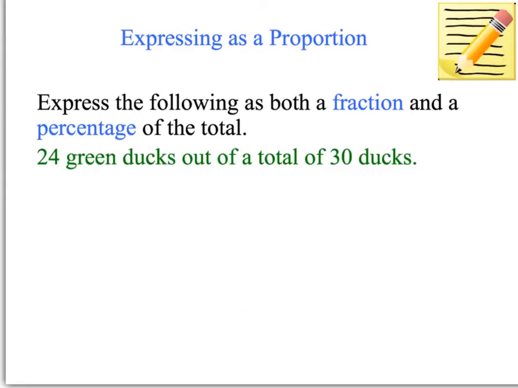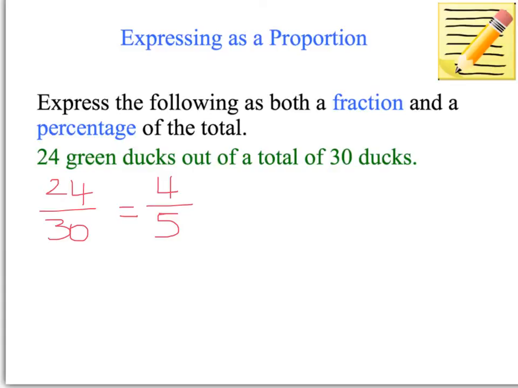Okay, so we're going to do this one as well. So we're expressing this both as a fraction and a percentage. So you should know automatically that the fraction would be 24 out of 30. And of course we need to simplify that. So 6 4s are 24 and 6 5s are 30. So 24 out of 30 is 4/5 as a fraction.